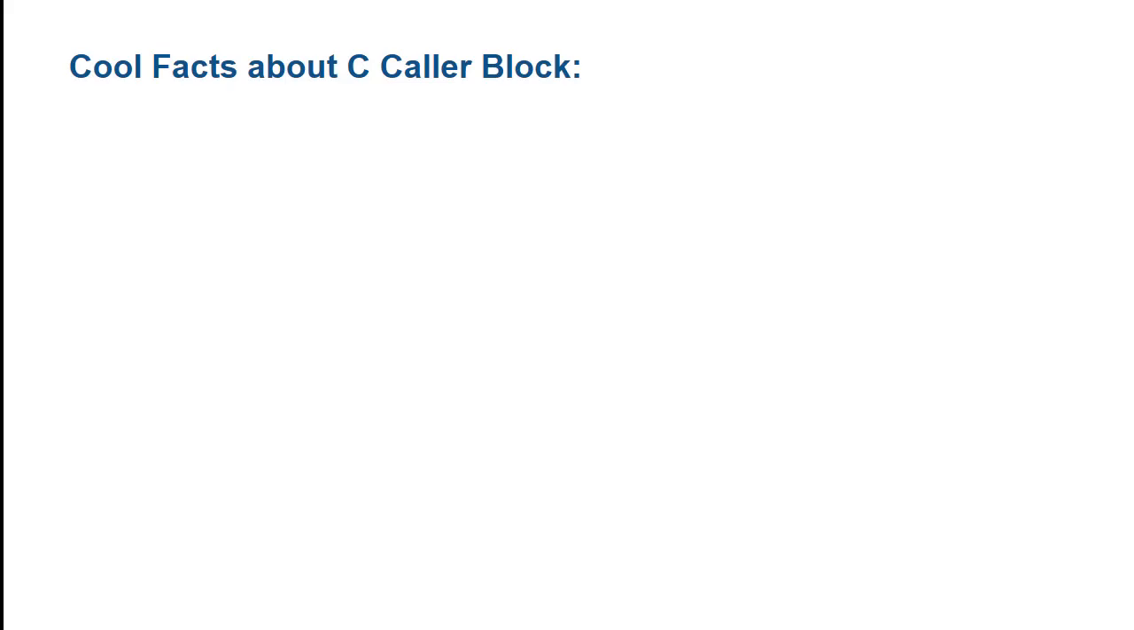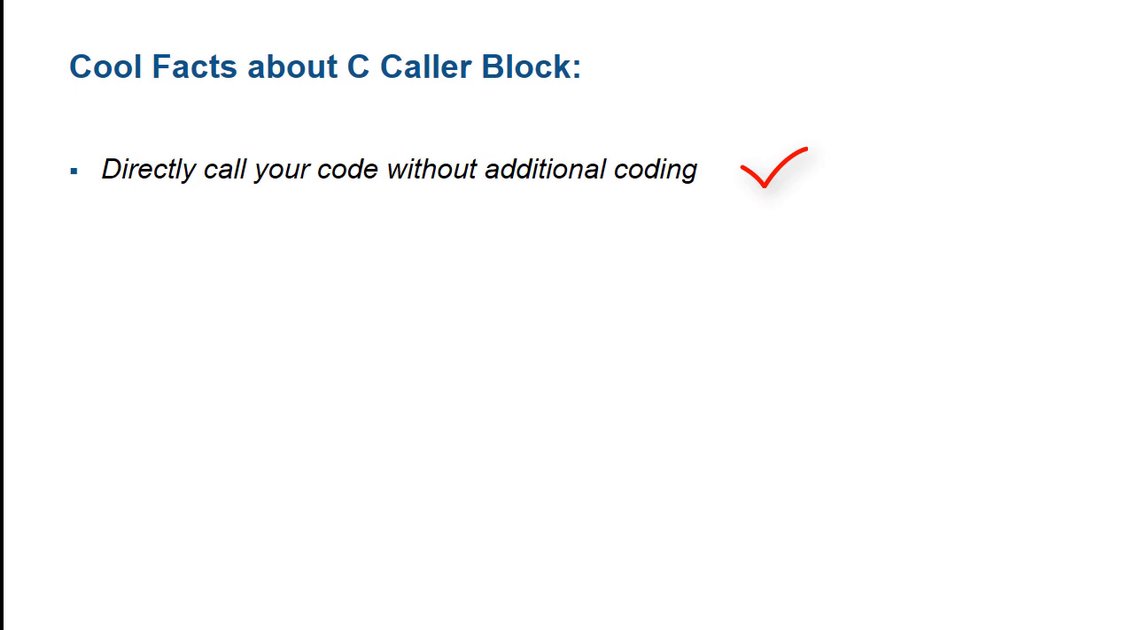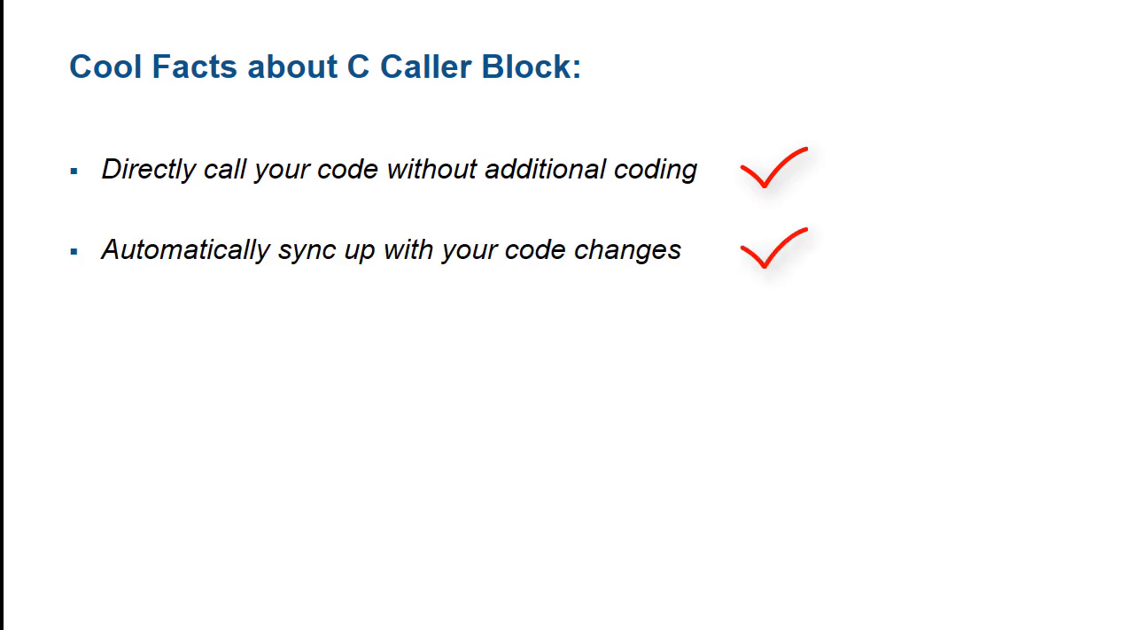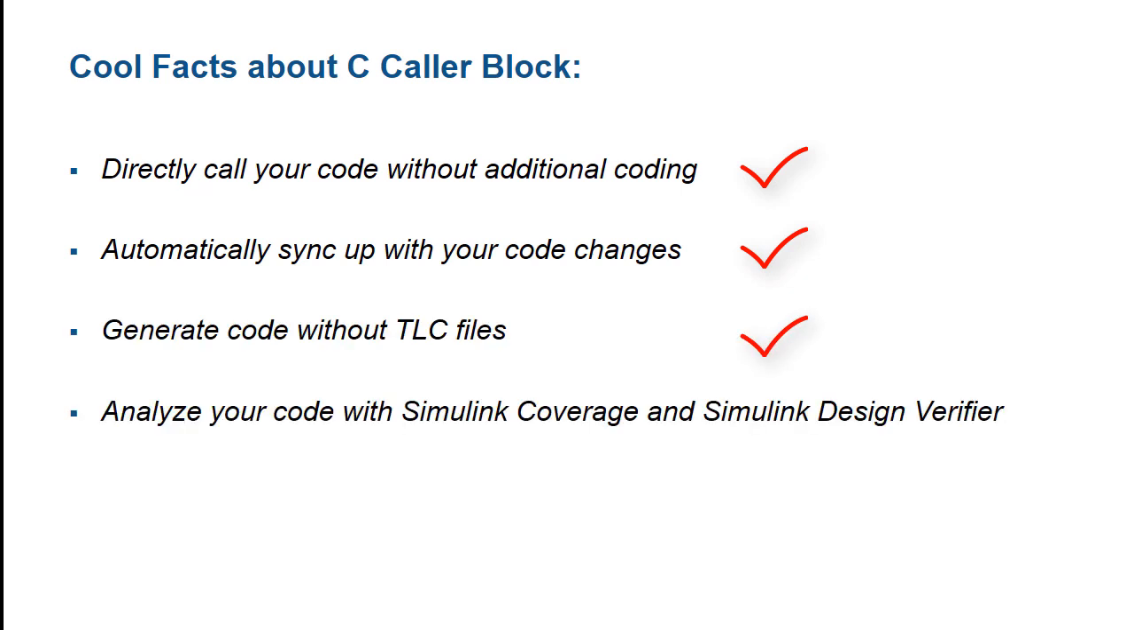Let's recap a few cool things that the C Caller block can do for you. Directly call your code without additional coding. Automatically sync up with your code changes. Generate code without TLC files. Analyze your C code with Simulink Coverage and Simulink Design Verifier.